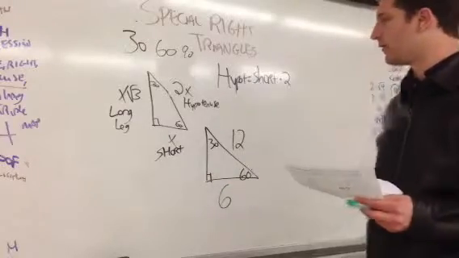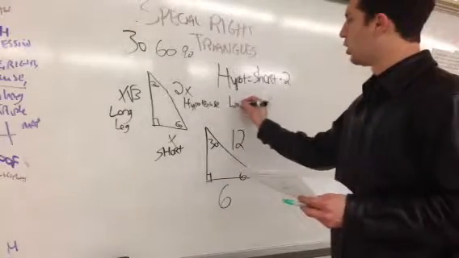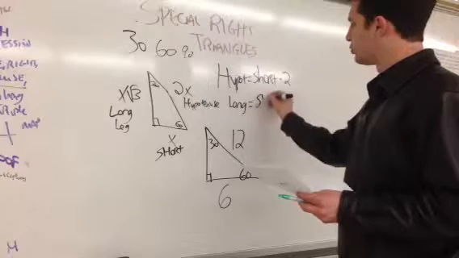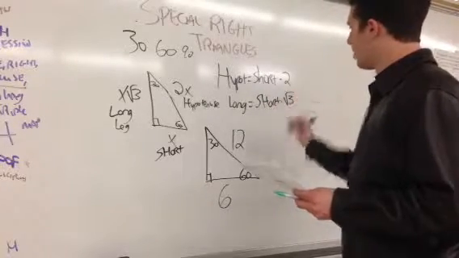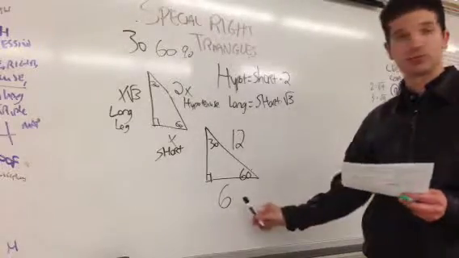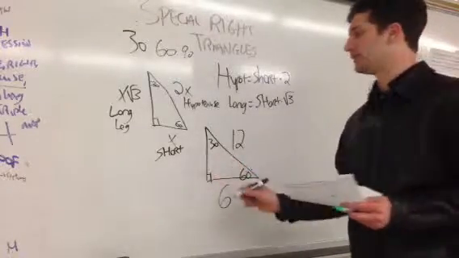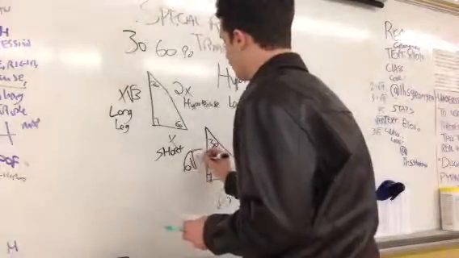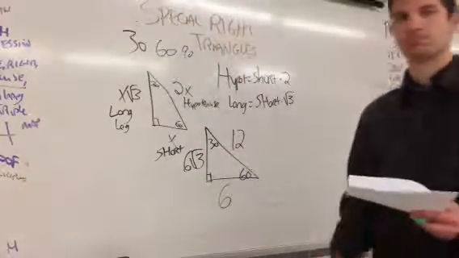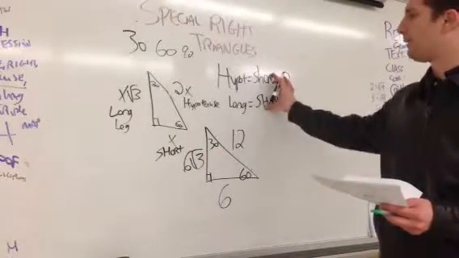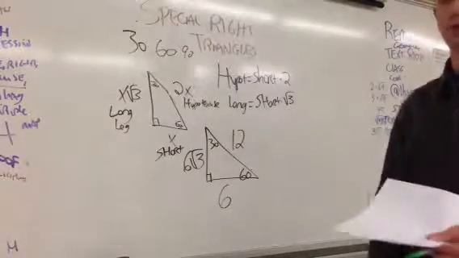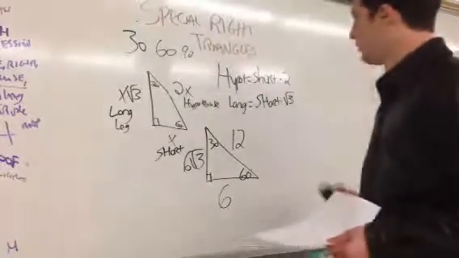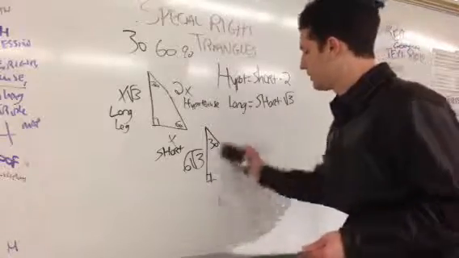My long leg over here, so long equals your short times the square root of 3. Well, my short is right here, which was 6, right? So this right here is going to be 6 square root 3. These two I'm going to leave up here. And that's really going to help us as we move forward. Okay? Let's change this up a little bit.